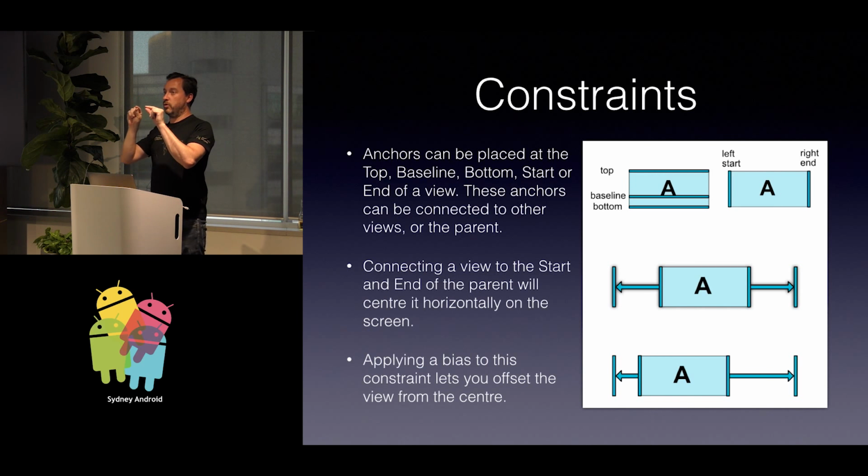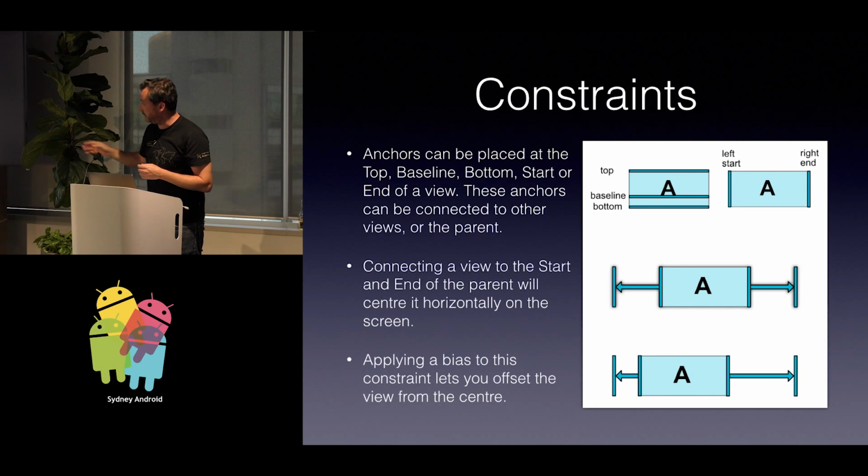So you can always drag a constraint to the edge of the screen, and that says basically, okay, everything has to be laid out relative to the edge of the parent. And in this case here, if you have a constraint on the start and you have a constraint on the end, the default position then will be to have that view centered in the screen. And you can apply a bias if you wanted to.